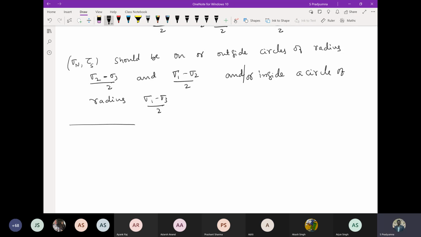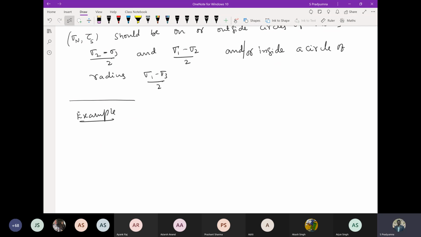Fine. So let us consider a simple example where I have a stress tensor given by 120, 55, minus 85, minus 55, minus 75, YZ is 33, minus 75, 33. All in megapascal. So this is the stress.